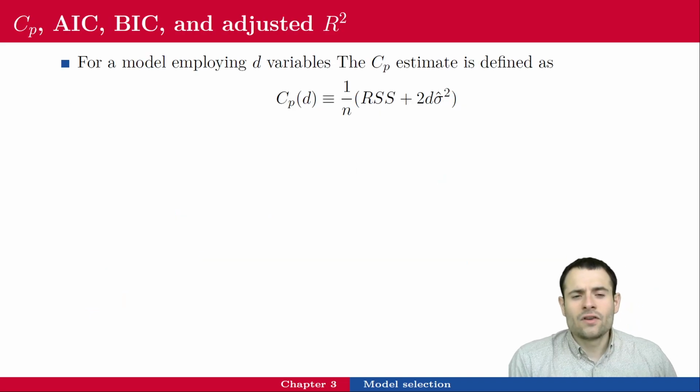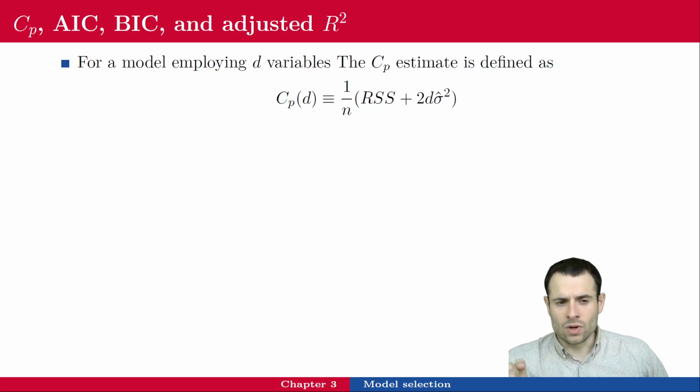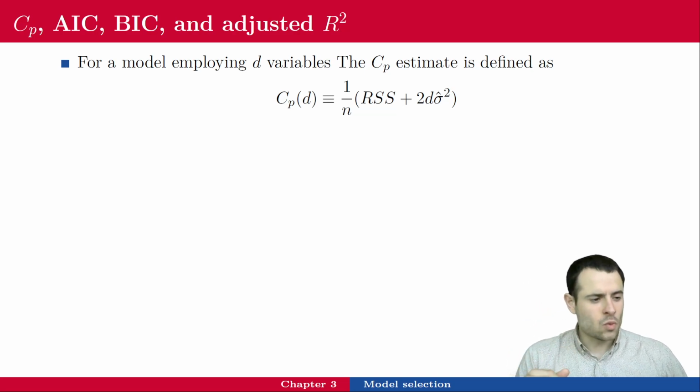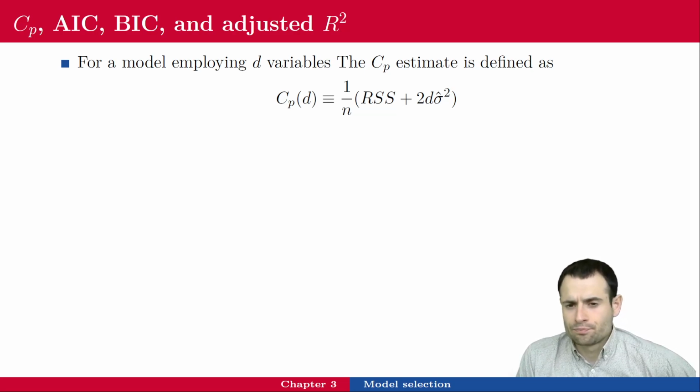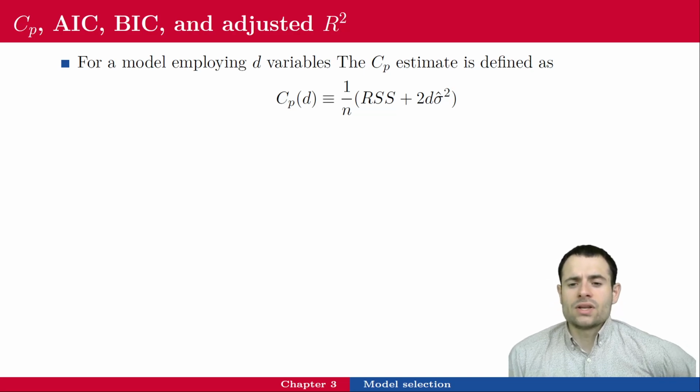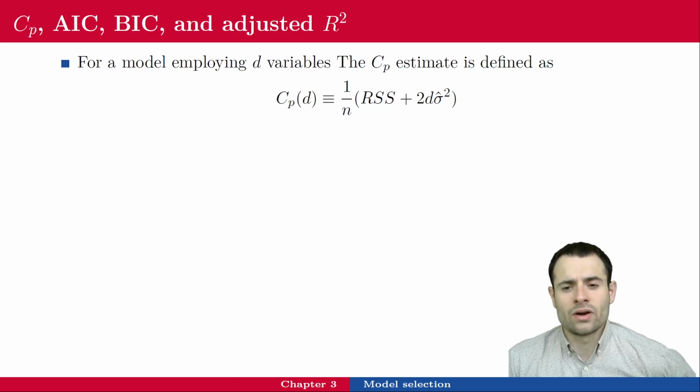There are 4 different criteria for this in this lecture. There are many more in real life. Those are the most common ones. The first one is called Mallows' Cp criterion. Mallows is a researcher who provided this contribution with a coefficient called Cp, which is defined as 1 over n times the residual sum of squares plus 2 times d sigma hat squared.